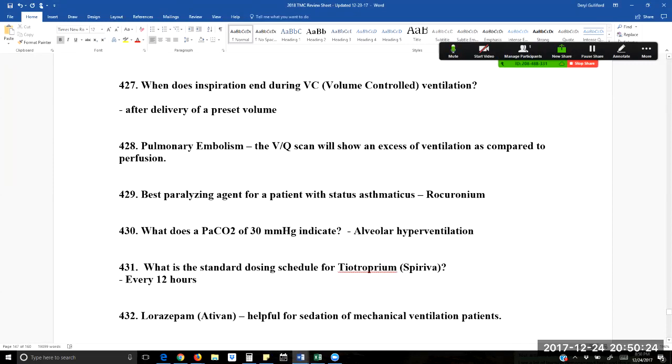Number 428, pulmonary embolism. The VQ scan will show an excess of ventilation as compared to perfusion because the blood clot is blocking blood flow, which is perfusion, but the ventilation is continuing uninterrupted. So you'll see an excess of ventilation as compared to perfusion.